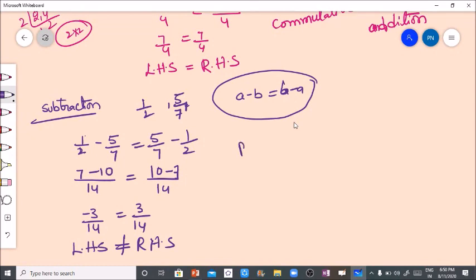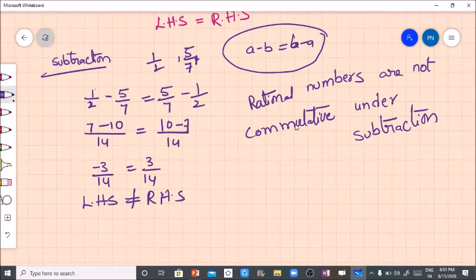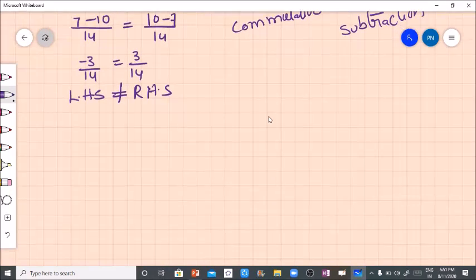So we conclude that rational numbers are not commutative, and which operation is this? Subtraction. Okay, children? Right. And next, multiplication.